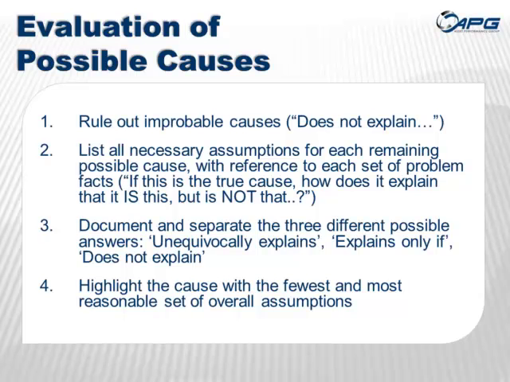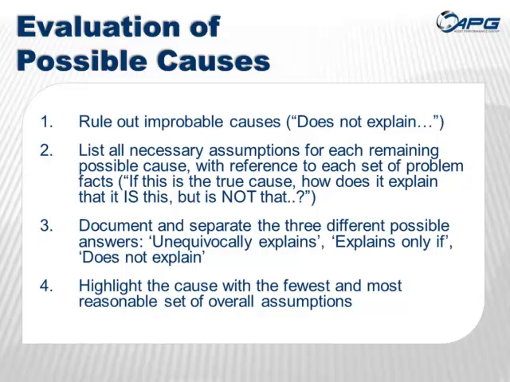In step 2 there, the causes that remain in contention, we want to list all of the assumptions that we need to make in order to have that cause explain each of the sets of facts. And this provides a very robust set of data that we can subsequently evaluate and confirm. And plus, having this visible helps us identify the most probable cause, which is the one that has the fewest assumptions, or at least the most plausible assumptions.